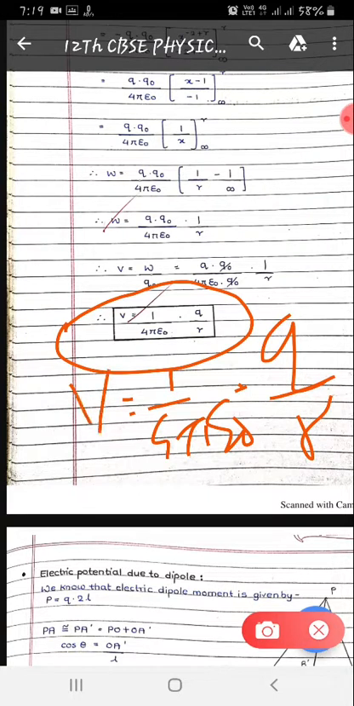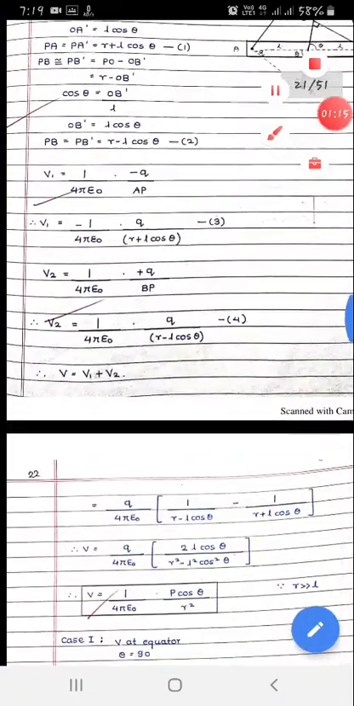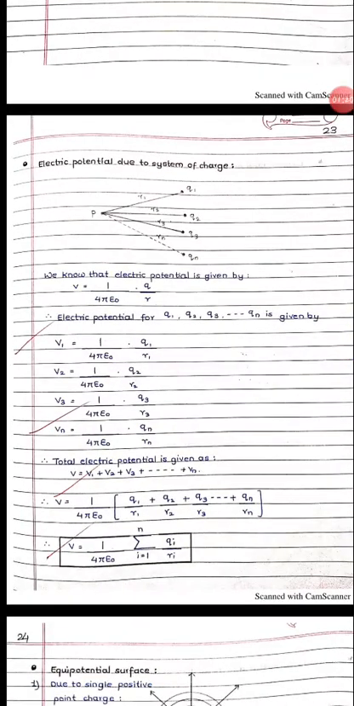Electric potential is inversely proportional to the distance if the charge is constant, and this 1 upon 4 pi epsilon naught is also constant. So basically electric potential depends totally on the distance of that charge from that particular point. So this is all about the single point charge. Now we have to solve the problem of what will happen if you make the number of charges in the system more. Next point, electric potential due to the system of charges.